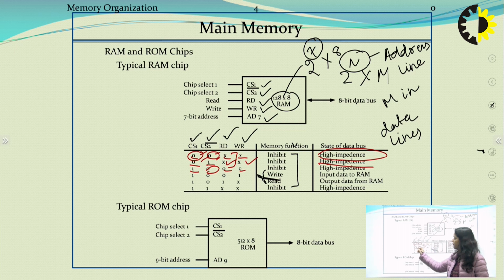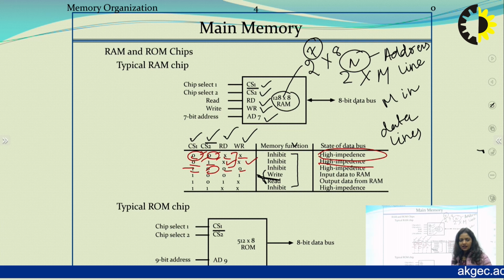But here, when the chip select value is 1, it means any one out of the 4 RAM chips is selected. So we have to know whether we have to perform a reading operation or a writing operation. As we know, the binary value can be either 0 or 1. This is the case when the reading and writing values will be 0, 0. Again, no operation will be performed. High impedance state of the bus. Again, chip select 1 is 1 and chip select 2 is also 0.